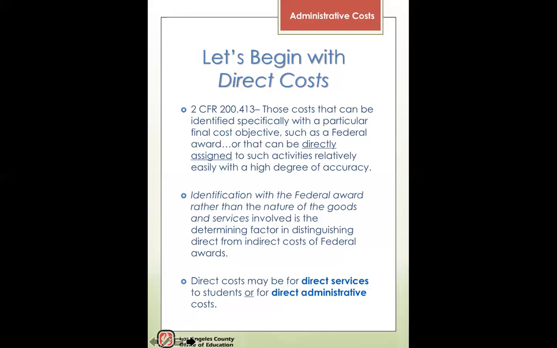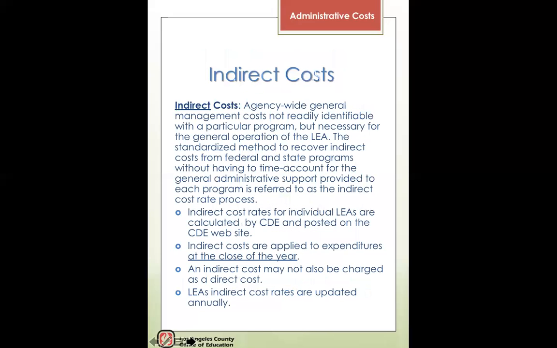Direct services for students are easier to define, but direct administrative costs get a little bit more murky, because you have to, and I just had a conversation today with the district looking at that, to what degree do employees directly support the program? Indirect costs, on the other hand, which you're all familiar with, are broader in nature. They're agency-wide general management costs, and they're not readily identifiable with a particular program or service. And rates are set by CDE, and they're set annually.